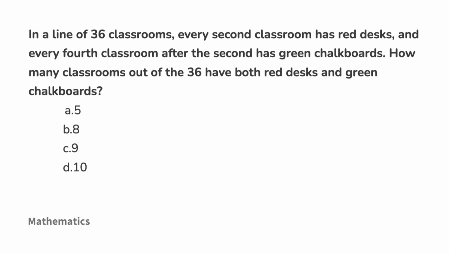In a line of 36 classrooms, every second classroom has red desks, and every fourth classroom after the second has green chalkboards. How many classrooms out of the 36 have both red desks and green chalkboards? To solve this problem, what are you thinking we should do? Take a moment here, see if you can find the answer. Come back when you're ready.